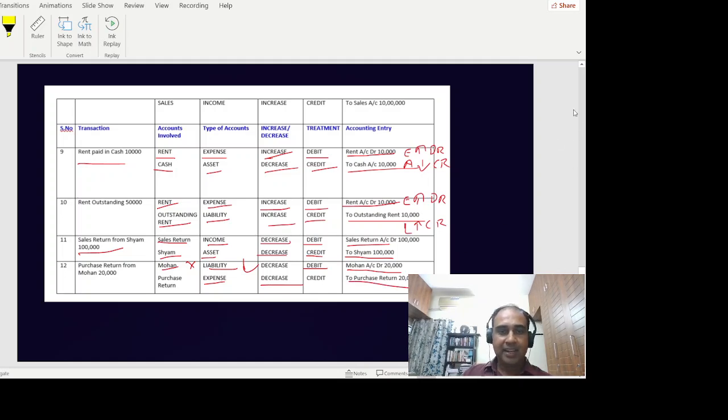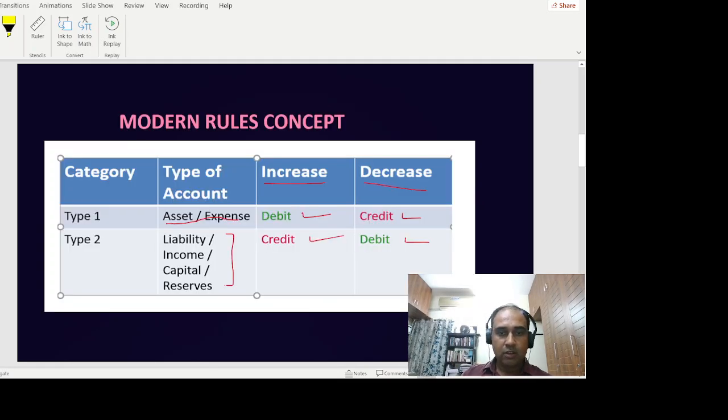Okay. Let us summarize this discussion again. Let us go back to the first slide, guys. Asset and expenses, whenever they are increasing, are debited. Asset and expenses, whenever they are decreasing, are credited. Liability, income, capital and reserve, whenever they are increasing, are credited. Whenever they are decreasing, debited.